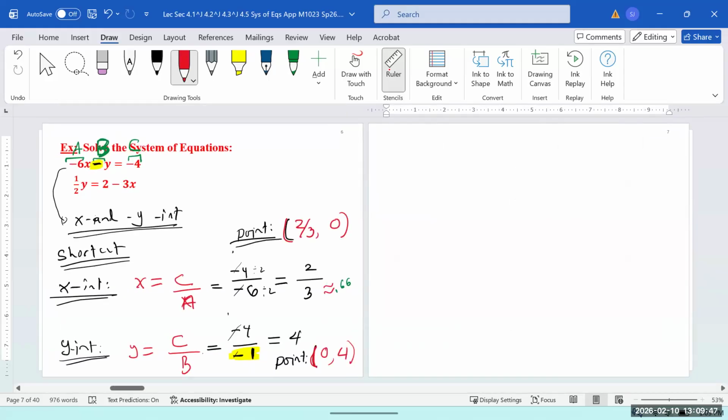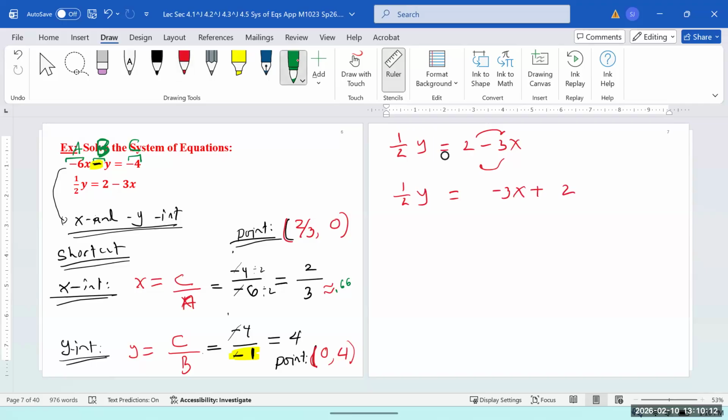Now let's look at our second equation. Our second equation is 1/2 y equals 2 minus 3x. The order is wrong. So first, let's reorder them. We have 1/2 y equals -3x and then plus 2. Our real slope-intercept form is y equals mx plus b.